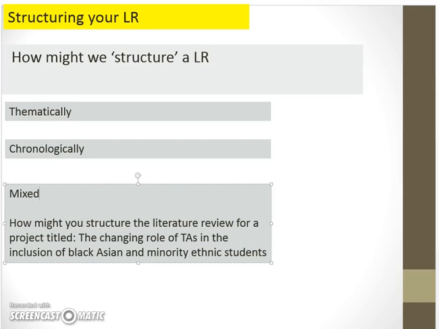Let's now think about writing our own literature review. How might we go about structuring it? We can usually structure the literature review in 3 ways: thematically, chronologically, or mixed.